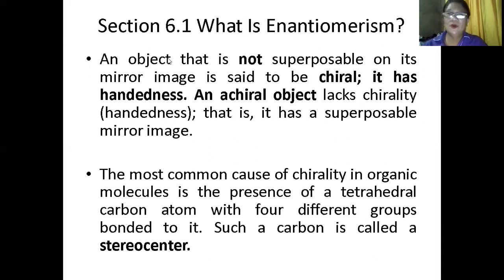So, in enantiomerism, an object which is non-superposable on its mirror image is known as chiral, or having handedness, left and right. Mirror images, but they are not superimposable. So an achiral object lacks chirality, handedness, and it is superimposable on its mirror image. The most common cause of chirality in organic molecules is a tetrahedral carbon. Okay, so look into its stereocenters.